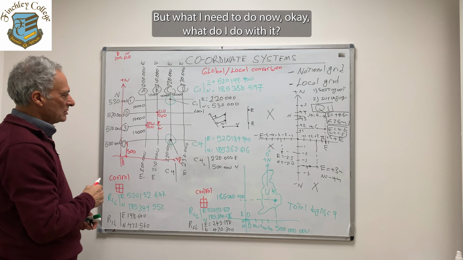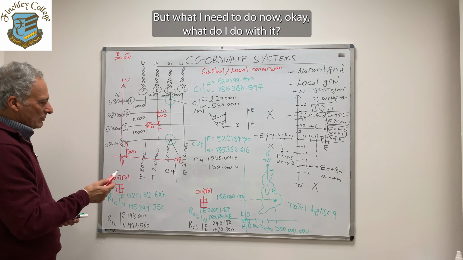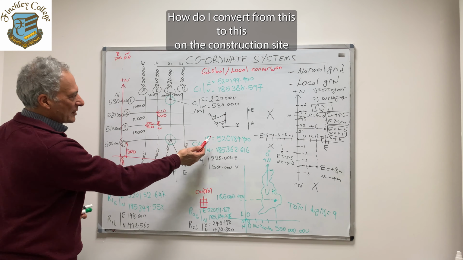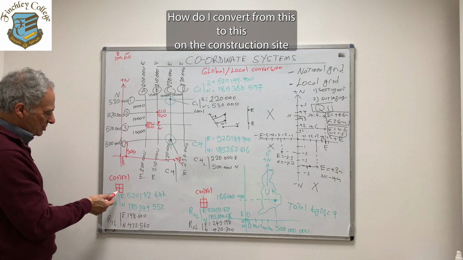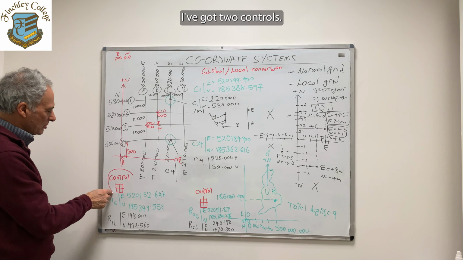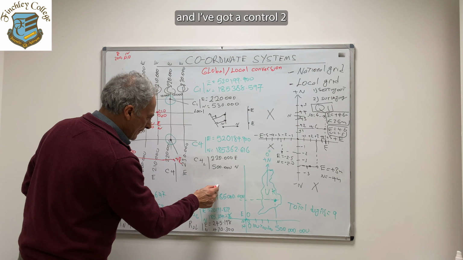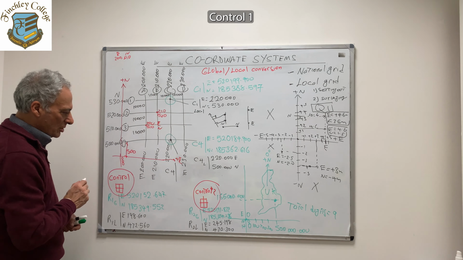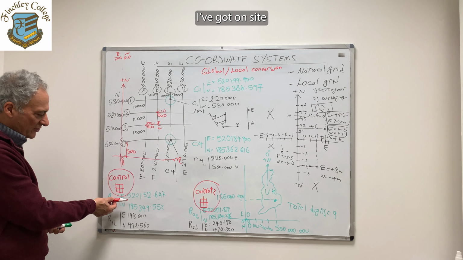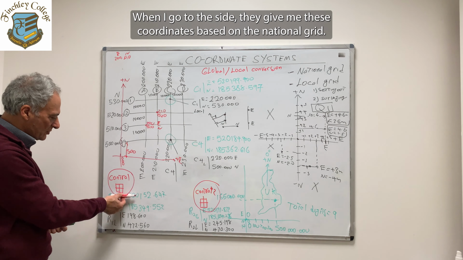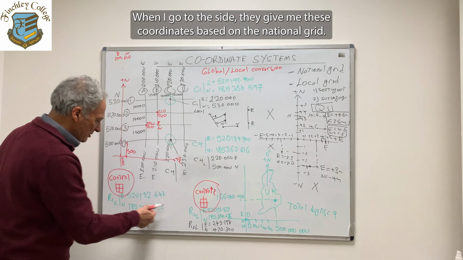But what I need to do now, okay, what do I do with this? How do I convert from this to this? On the construction site, I've got two controls. I've got a control 1 and I've got a control 2. Control 1, architect, I've got on site. When I go to the site, they give me these coordinates based on the national grid.